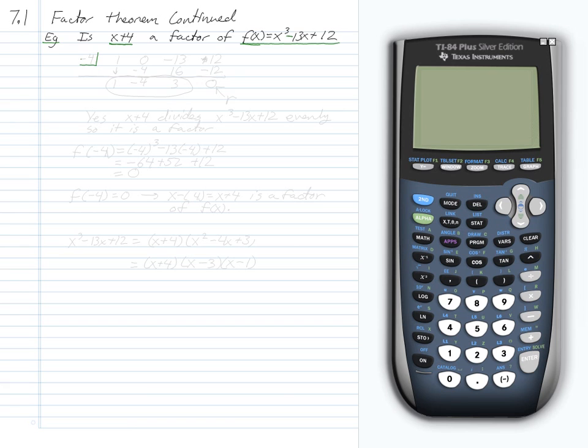I can divide this by putting negative 4 in the box. I'll bring down all my coefficients. I have an x cubed. I don't have x squared, so I'll put a 0 there. Minus 13, plus 12. And our procedure is nice and quick. If I bring down the 1, multiply by what's in the box, add, multiply by what's in the box, add, multiply by what's in the box, and add, I see that I get a remainder of 0. So we can conclude that yes, x plus 4 divides x cubed minus 13x plus 12 evenly, and is therefore a factor.